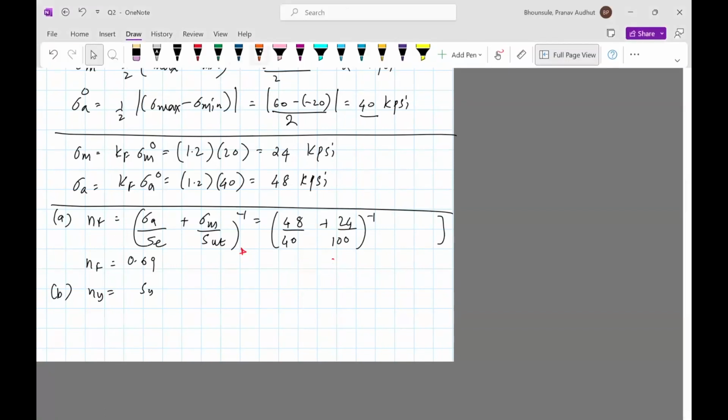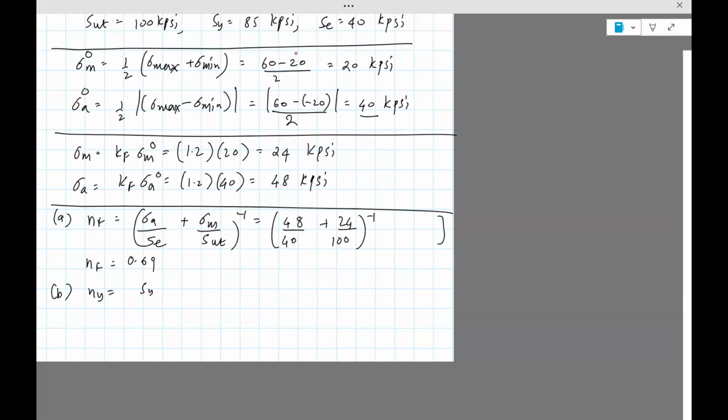Okay, the formula for NY is Sy divided by sigma A plus the mod of sigma m. Sy is 85, sigma A is 48, sigma m is 24. This comes out to be 1.2.